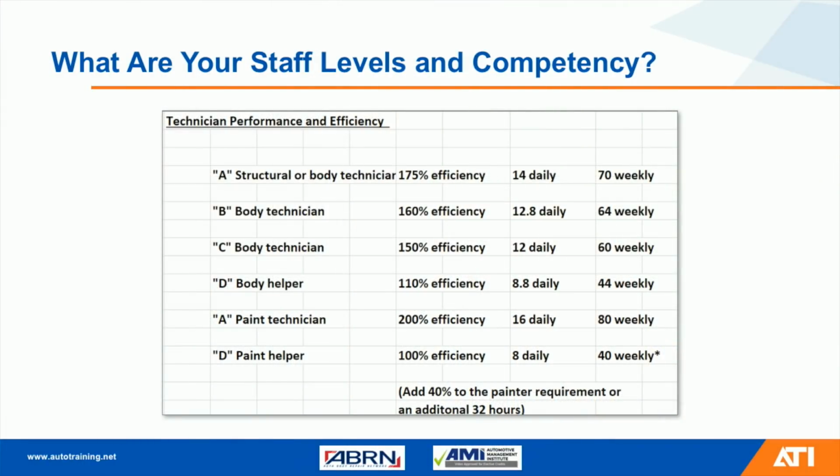So as we look at some of the parameters that we have set up for the technicians, the structural body technician, as I said earlier, is at about 175% if they're operating in a good production environment with, again, tools, equipment, everything that supports it. We look at 14 to 14.4 hours a day. So that gives us roughly 70 hours a week that they should be able to produce.